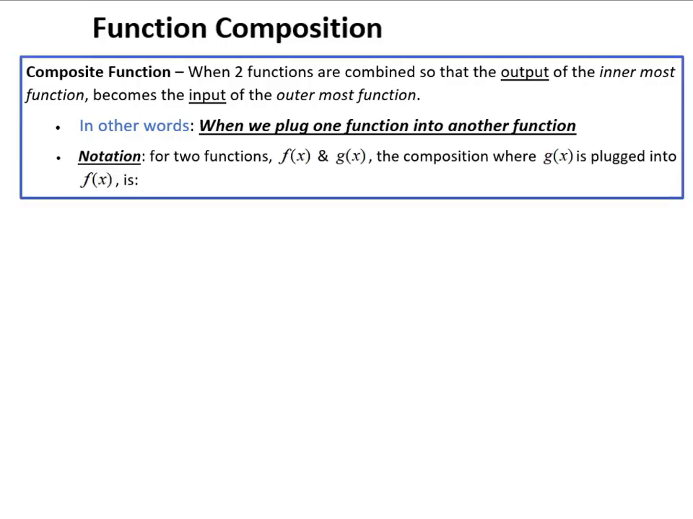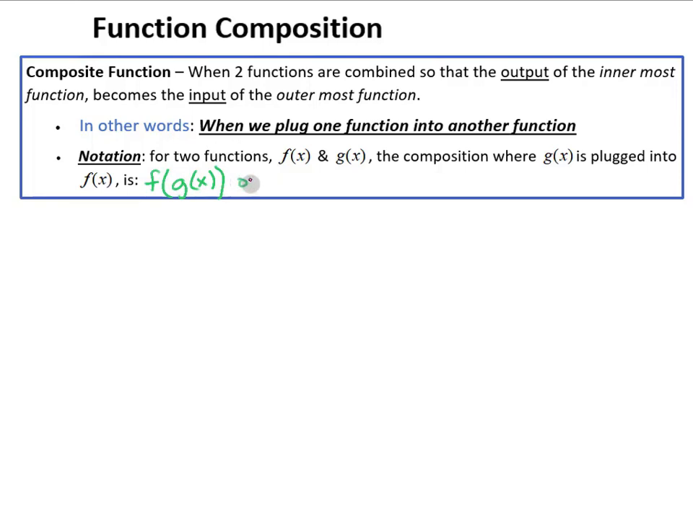Okay, so let's talk about notation when we're plugging a function into another function. Okay, for two functions, f and g, the composition where g is plugged into f will look like this. So g is being plugged into f. So we'd normally write f of x. It's now f of g of x. g of x has been plugged into f of x.